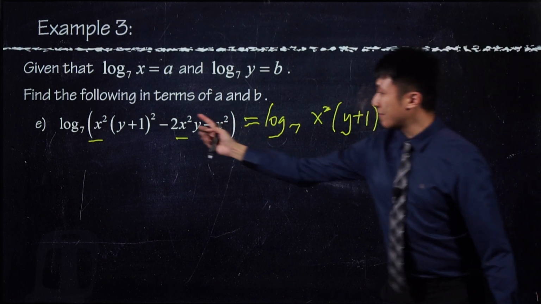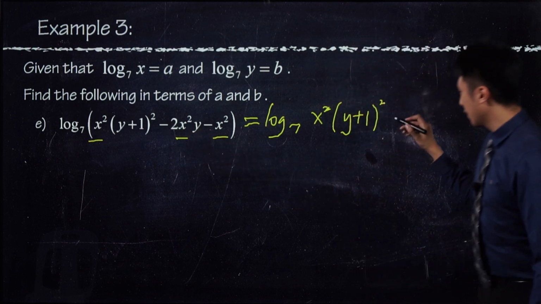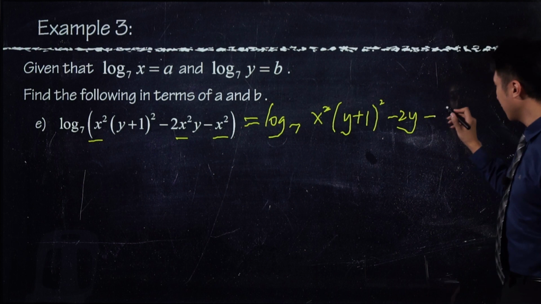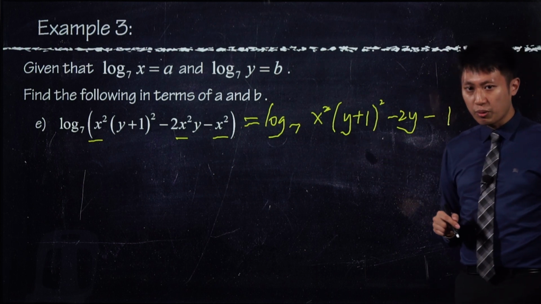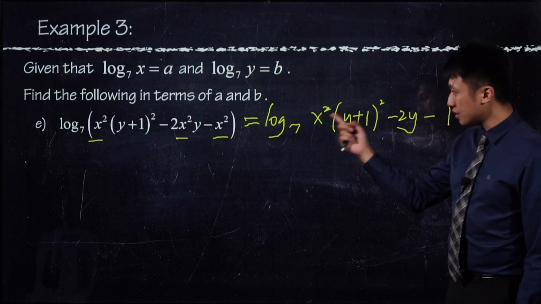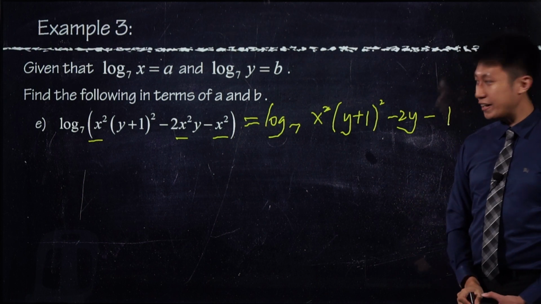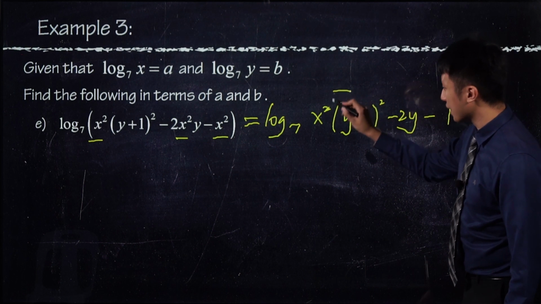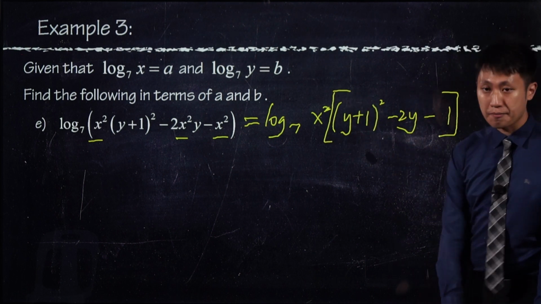Then I cover this part. I get -2y. Then I cover this one. I get -1. Am I supposed to write in this way? No. Why? Because x squared is a common factor for this term and this term, so I will need a bigger bracket here to cover them.